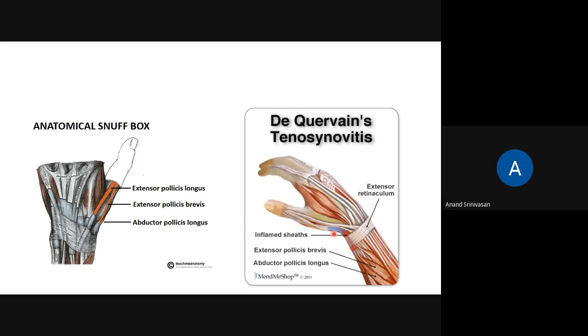Okay, and if there is any inflammation in this region, it can lead on to a pain in the thumb. Especially when they write something, it will be very difficult. So this is called De Quervain's tenosynovitis, which involves abductor pollicis longus and extensor pollicis brevis.